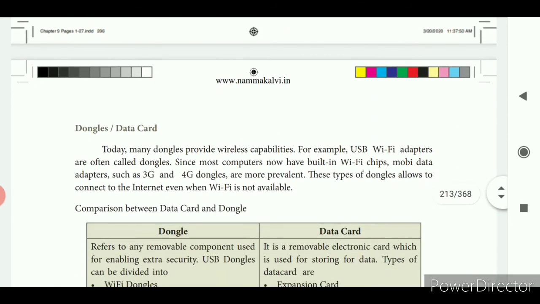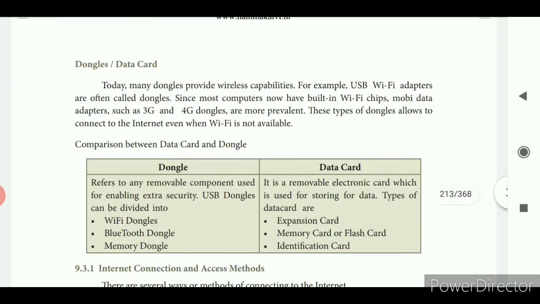Then next one, dongles and data card. What do you mean by dongles and data card? Data card means your memory card or extension card, flash card, something like that. Then dongle means a device which is used to connect two devices. So today many dongles provide wireless capabilities. For example, USB Wi-Fi adapters are often called dongles. So what do you mean by dongle?